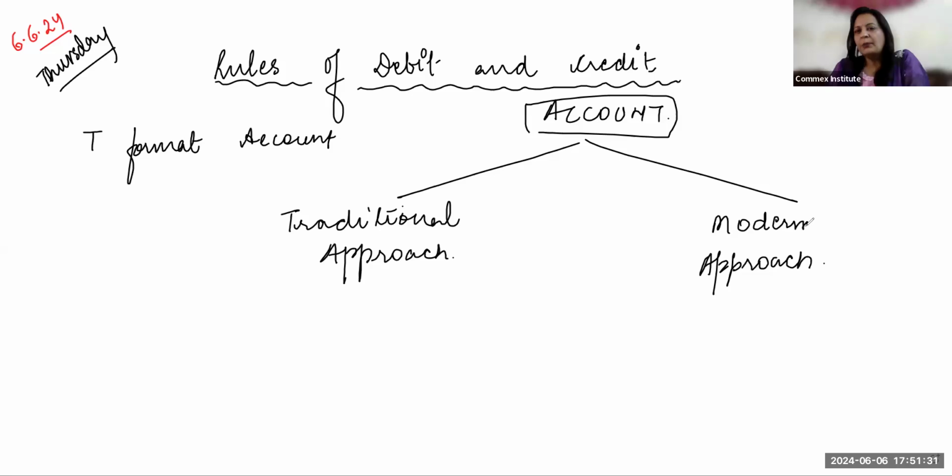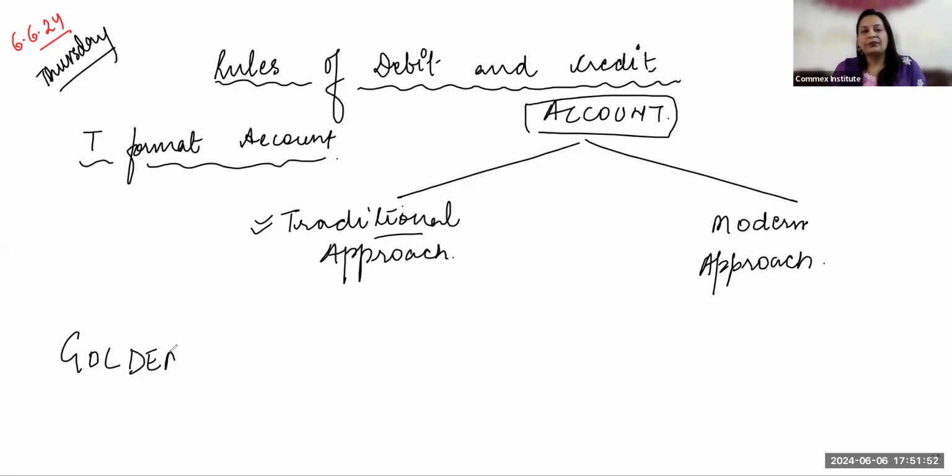Now this modern approach is much easier. We are going to practically use this modern approach, but we are going to study the traditional approach also, because in Viva and even in 12th, this traditional classification of accounts is asked. And herein we are going to study about the golden rules of accounting, also known as the golden rules of debit and credit.